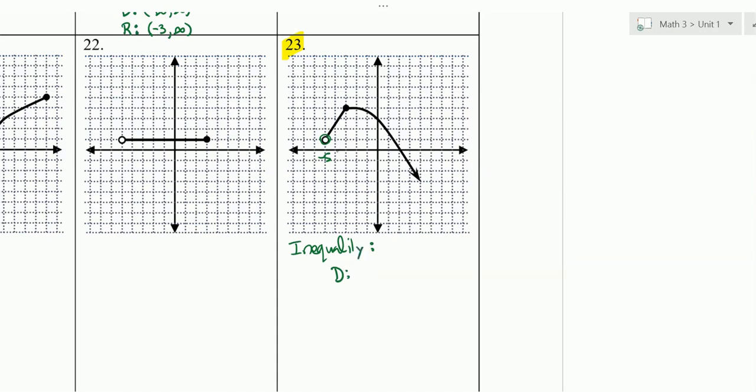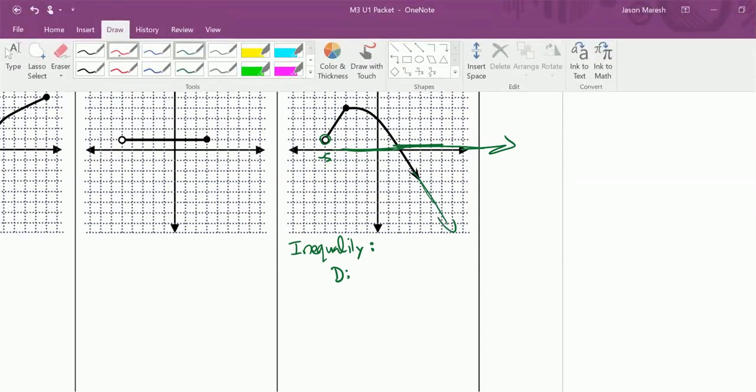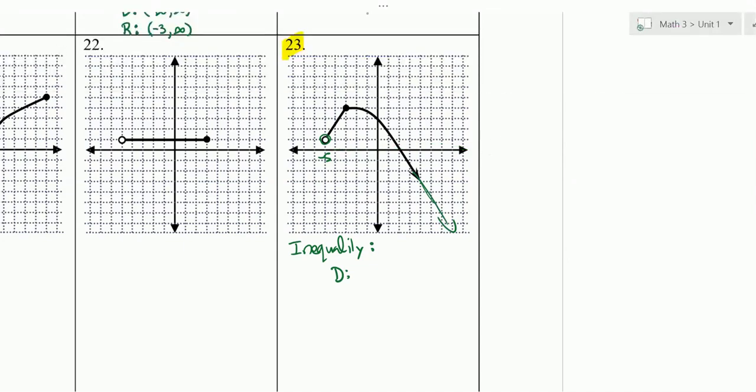So it doesn't equal there, but it will go as far right as we want. Right? It'll just keep going this way. I mean, it goes down and to the right. And so everything bigger than -5 is what we'd like to write. And so that's all your x values, domain's x, greater than -5.